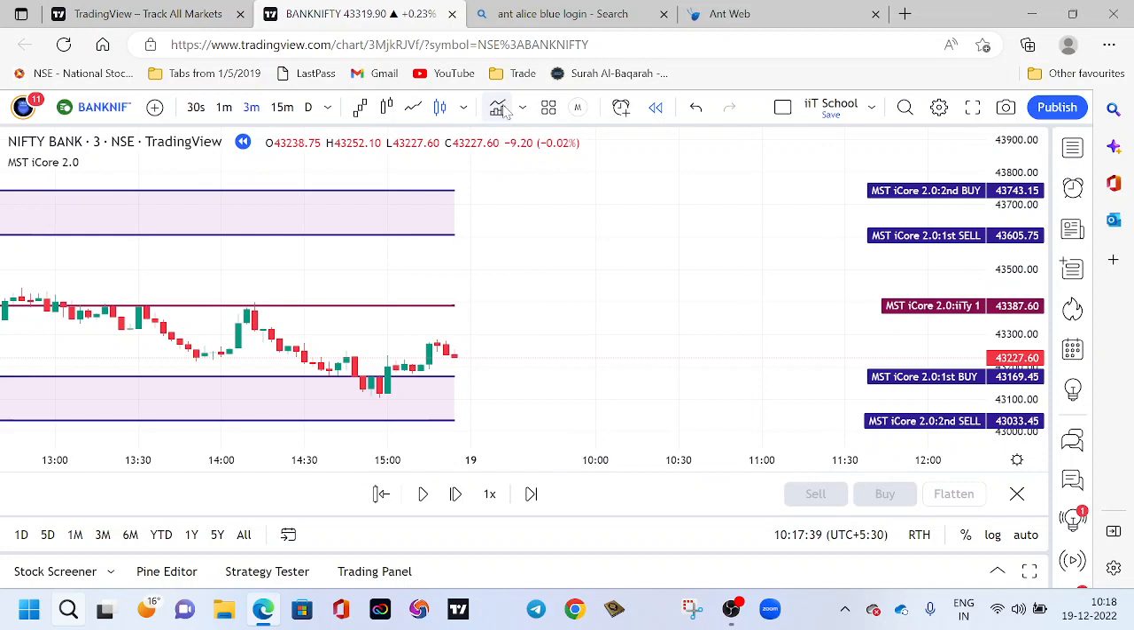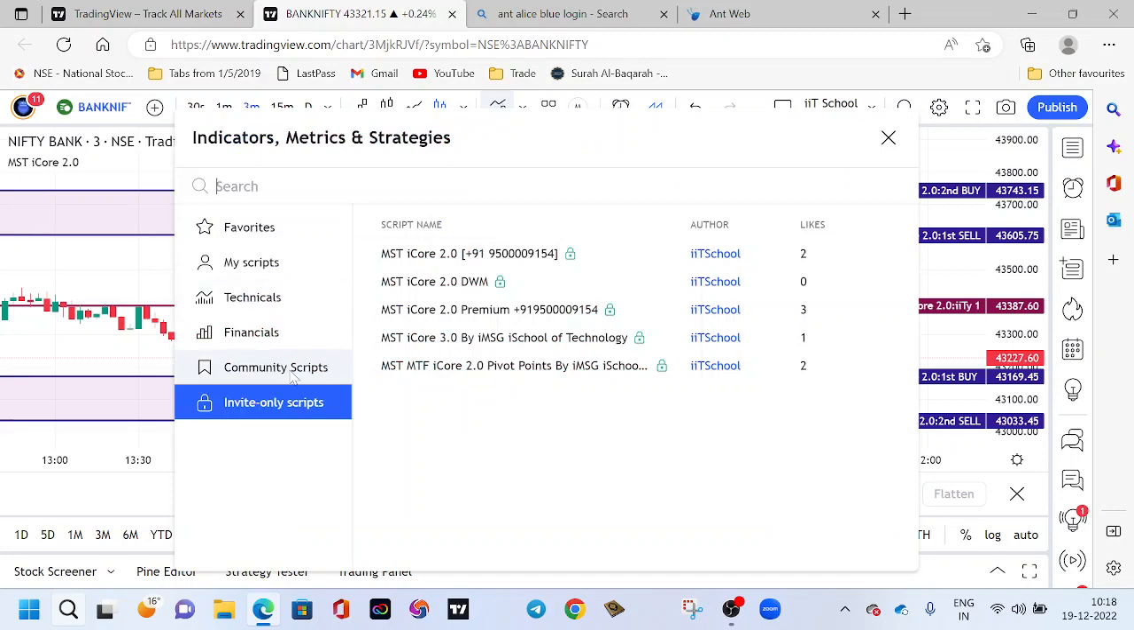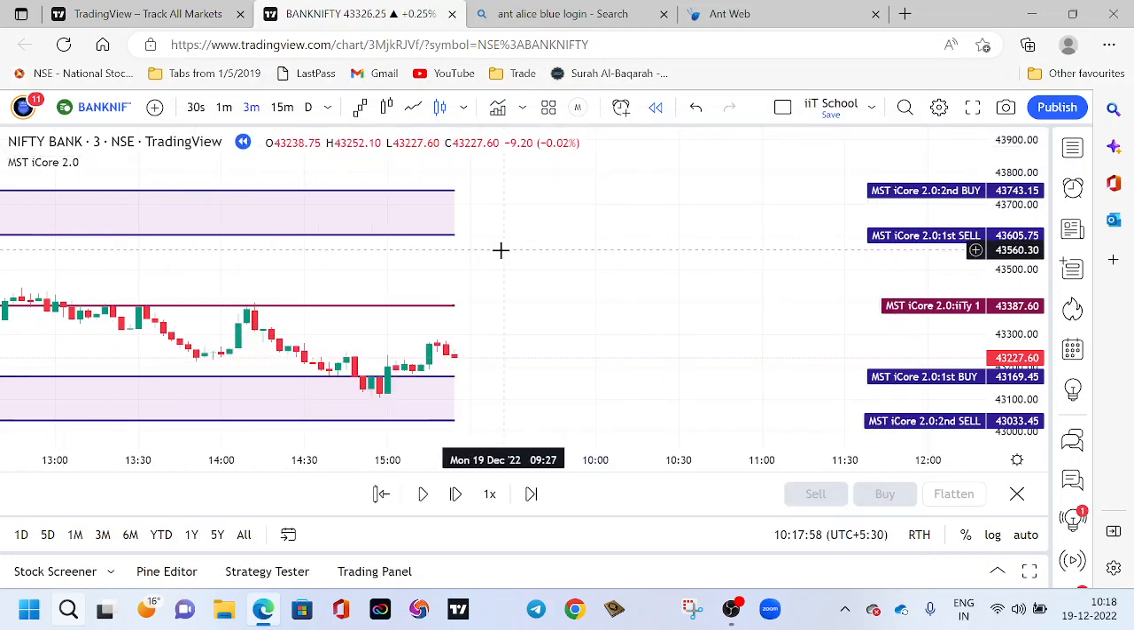Now go to this place. After logging in to tradingview.com using your username and password, go here. Then select invite only scripts. Here you will get the list of indicators whichever you have subscribed for. Just give one click on it, then automatically that indicator will be added to this portion.